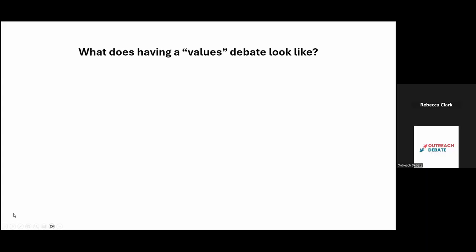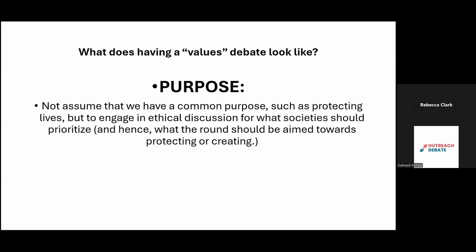Okay, so what does having a values debate look like? Well, first, what's the purpose of the value debate and why do we engage in these discussions? And understanding this is crucial in order to being able to engage in these kinds of debates. Well, in simple words, the purpose of a values debate and the purpose of LD debate is to not assume that we have a common purpose, such as protecting lives, but it's to engage in ethical discussions for what societies should prioritize. I mean, the purpose is that we don't assume justice is correct.